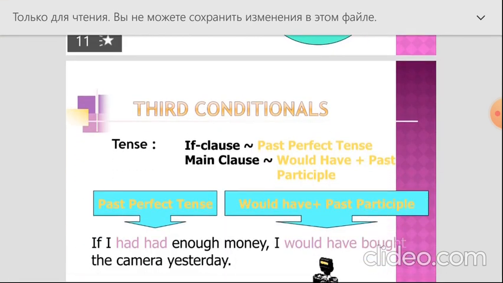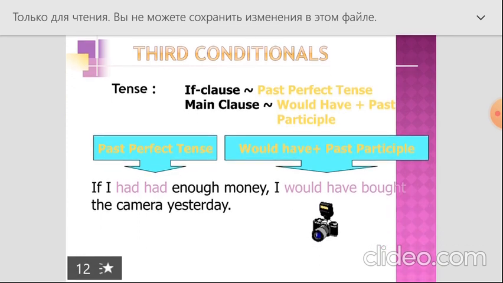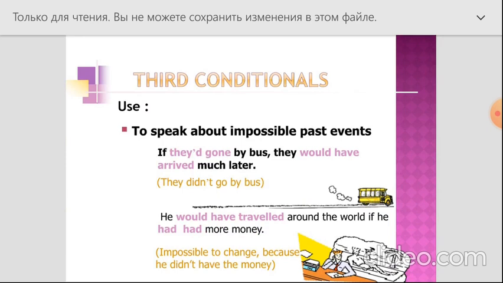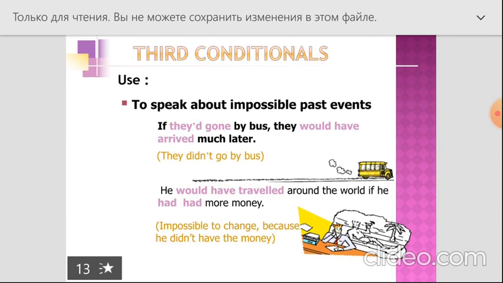Third conditionals. The if clause is in the past perfect tense and the main clause is would have plus past participle. For example, if I had had enough money, I would have bought the camera yesterday. Third conditional sentences are used to explain that present circumstances would be different if something different had happened in the past. In addition to that, to speak about impossible past events.